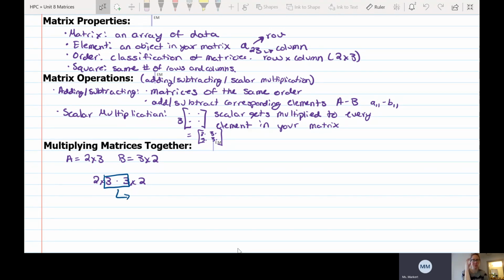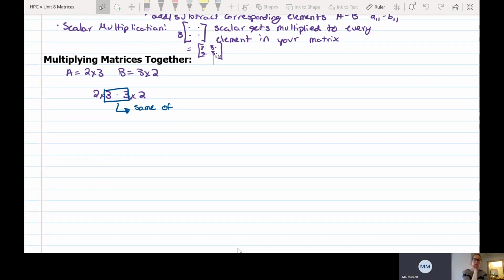So you have to have the same number, so number of columns of A have to be equal to the number of rows in matrix B.